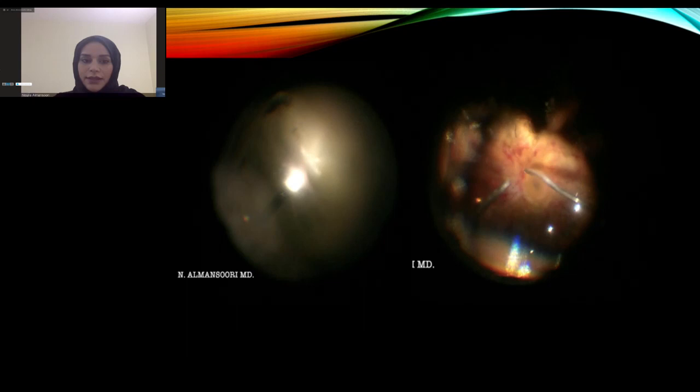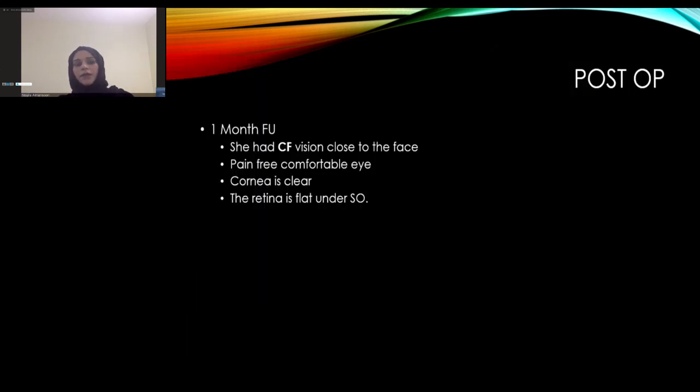This is her image before and after drainage and peeling all of those fibrous adhesions on the retina. And one month post-Paulo vision tube, still counting fingers, very close to the face. She is fortunately pain-free. So the patient's concern in those cases is for you as a physician to help them get out of this pain. It's very painful.